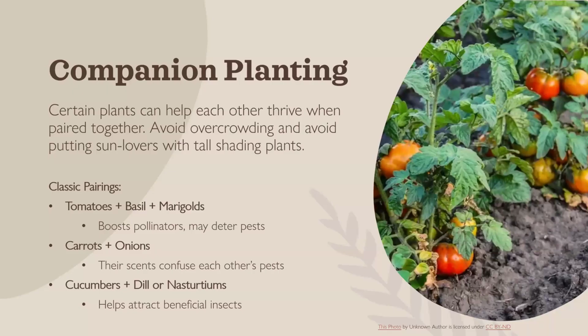That might help boost pollinators and possibly deter some extra pests. Another pairing is carrots and onions being planted together. Some say that their scents might help to confuse each other's pests. They also have relatively the same size of leaves and foliage while the roots are growing down underground, so they're compatible at least size-wise. And then another pairing is cucumbers and dill or nasturtiums.